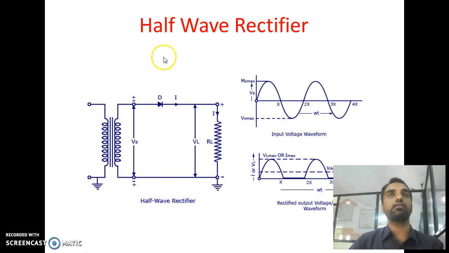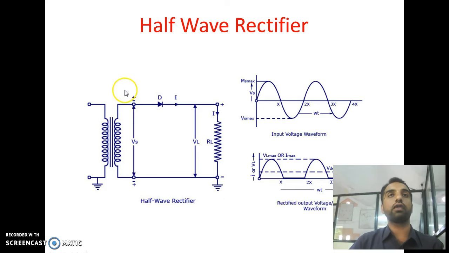Now we'll discuss the half wave rectifier. Before that, we should know why it is called a half wave rectifier. Because in the half wave rectifier, only half of the entire cycle, either the positive half cycle or the negative half cycle, is converted into DC.